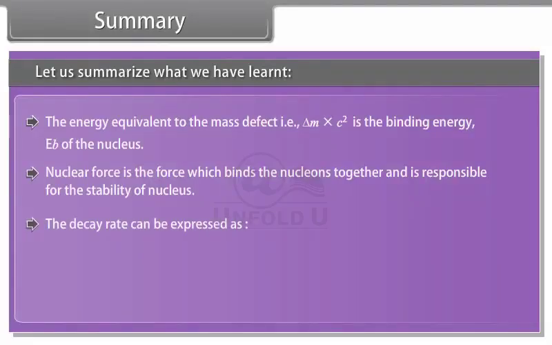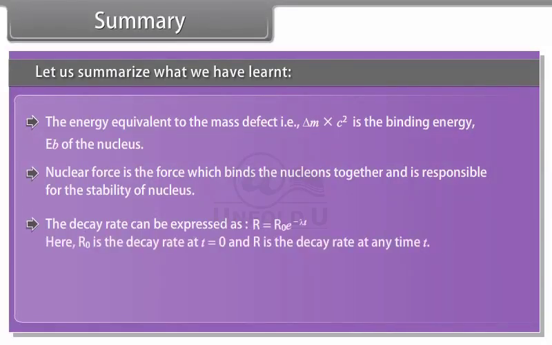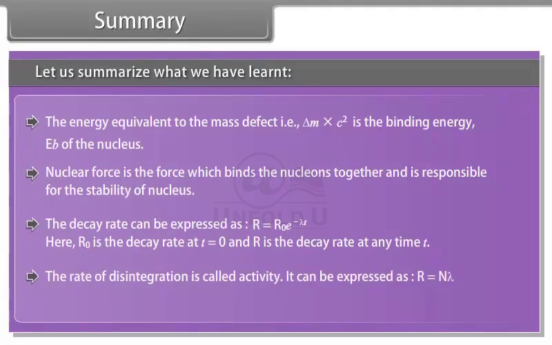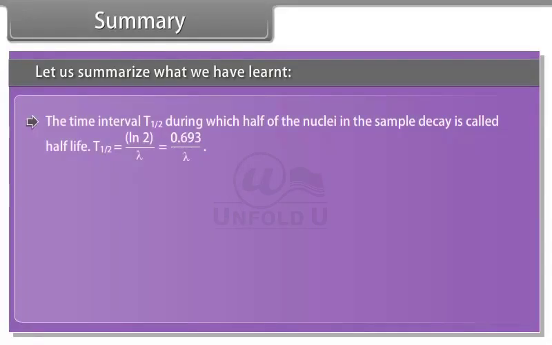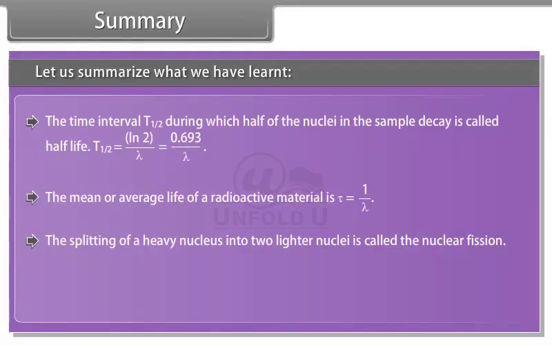The decay rate can be expressed as R = R0 e^(-λt). Here, R0 is the decay rate at t equal to 0, and R is the decay rate at any time t. The rate of disintegration is called activity. It can be expressed as shown, and the SI unit for activity is becquerel. The time interval t½ during which half of the nuclei in the sample decay is called half-life. The mean or average life of a radioactive material is given by τ.